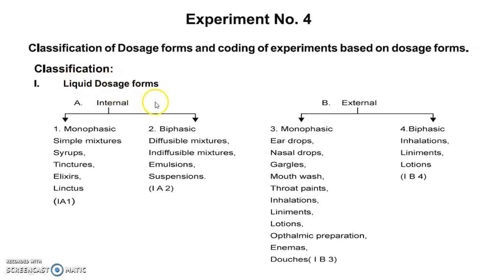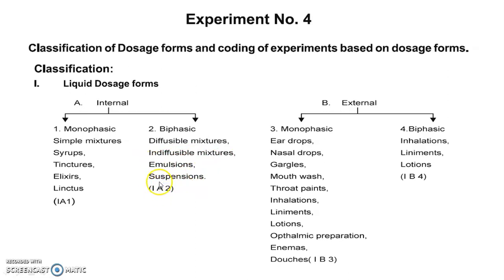Classification of liquid dosage forms is seen here: A, which is internal, and B, which is external. The liquid dosage forms which are internal are monophasic and biphasic. In monophasic there are simple mixtures, syrup, tincture, elixir, and linctuses, which are recognized as IA1, while biphasic, which are diffusible mixtures, indiffusible mixtures, emulsion, and suspension, are recognized as IA2.